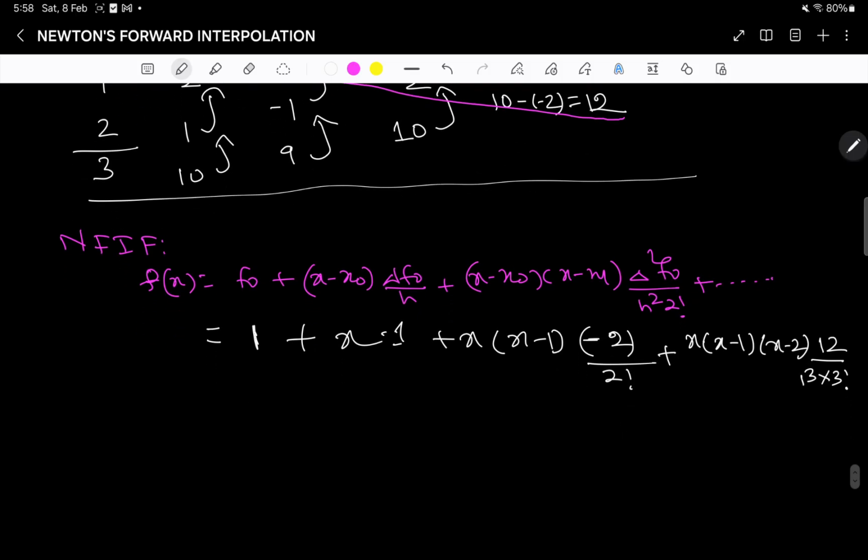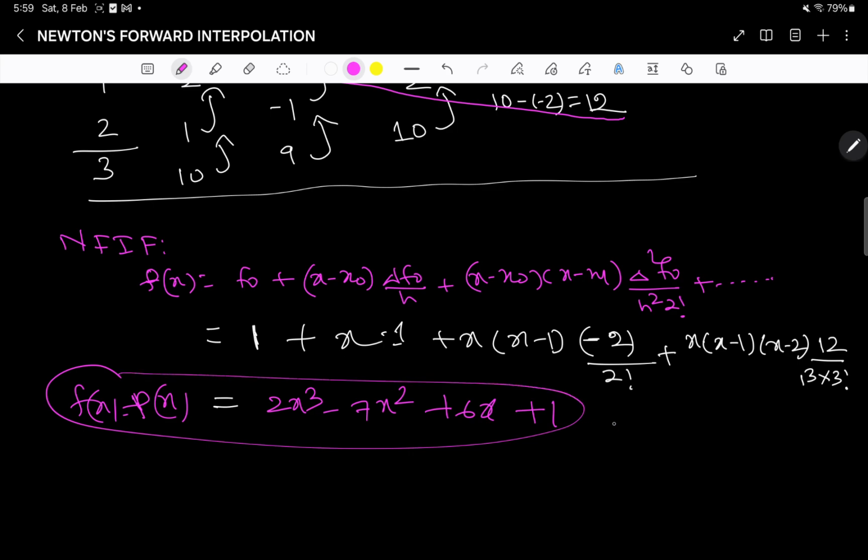And if I simplify it, it is 1 plus x. Now if I simplify it, it will give me 2x cube minus 7x square plus 6x plus 1. So this is the interpolating polynomial, or f of x is equal to this. Okay, so this is the desired answer.